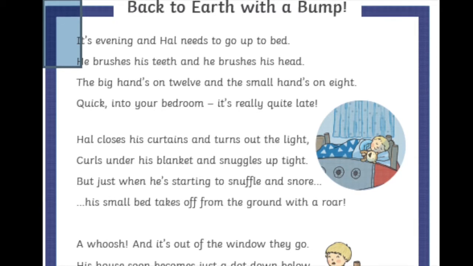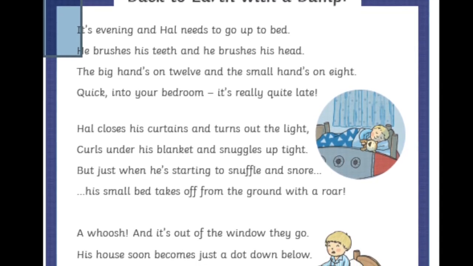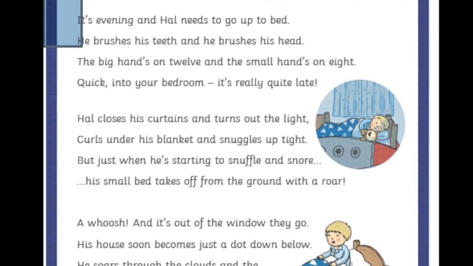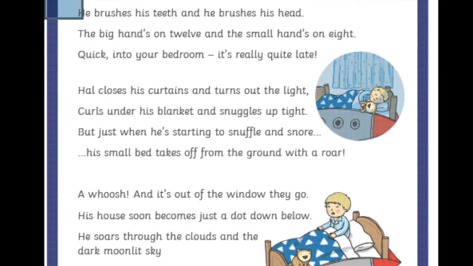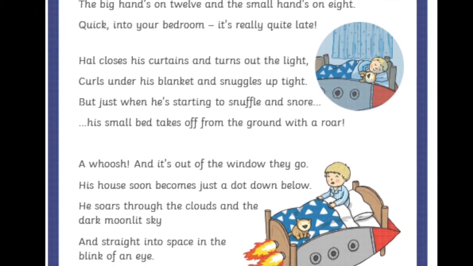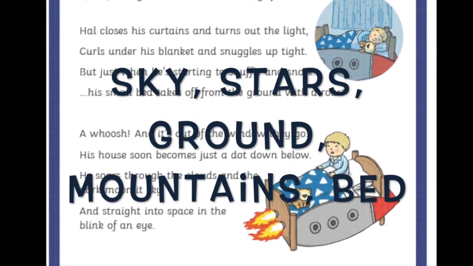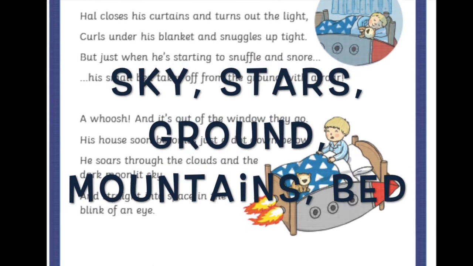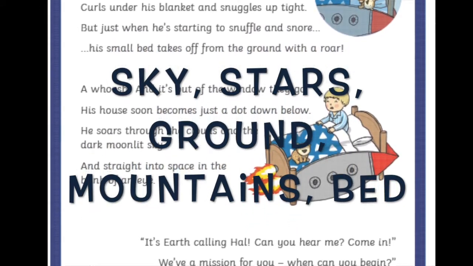So today you'll need to have your copy of Back to Earth with a Bump in front of you. You'll also need 5 different colors. I'm using colored pencils, or you can use felt tips. Because what you're going to do is scan through the text. You're not actually going to read through it. You're just going to be scanning through it for these 5 words: sky, stars, ground, mountains, and bed.